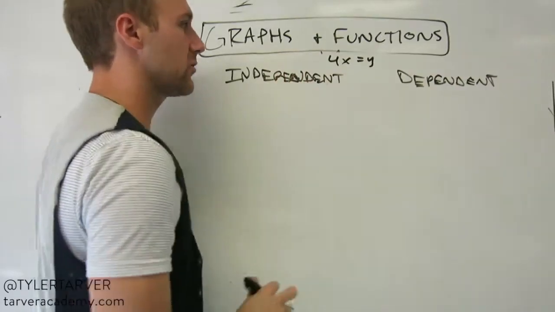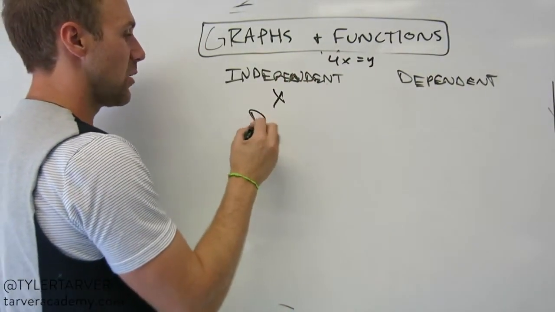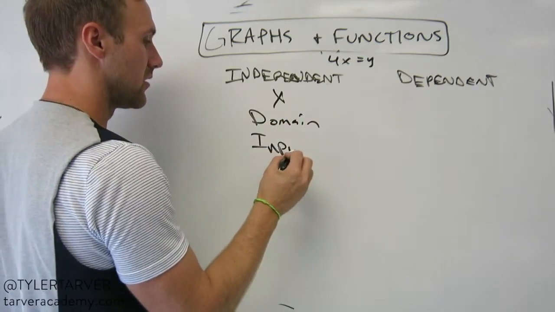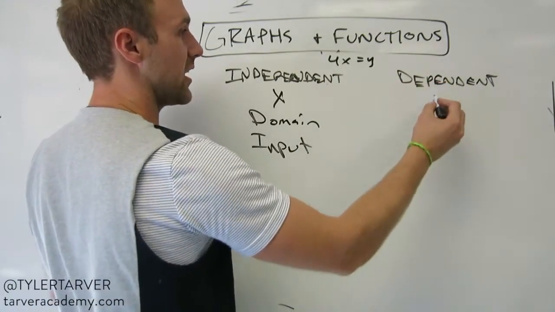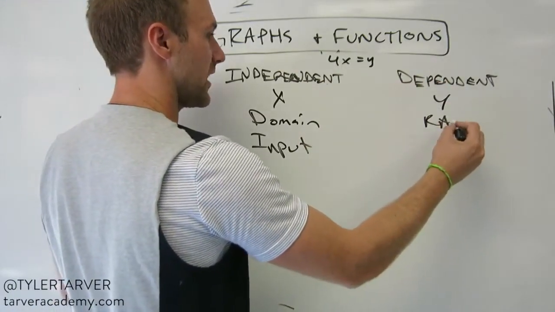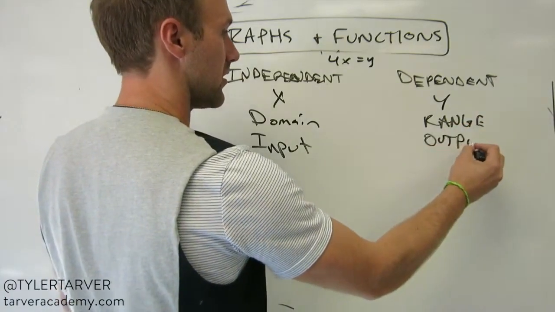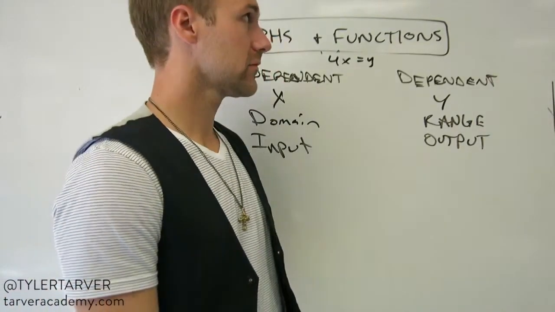Okay? Here are some names for independent. X, you call it the domain. Call it the input. In contrast to that, dependent is your y. It's your range. It's your output. Okay? And that's what those are.